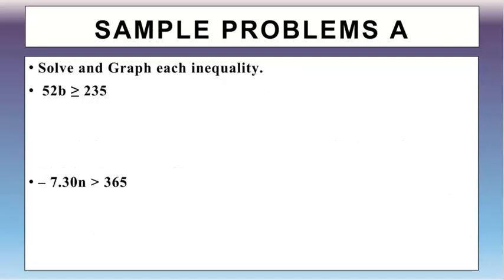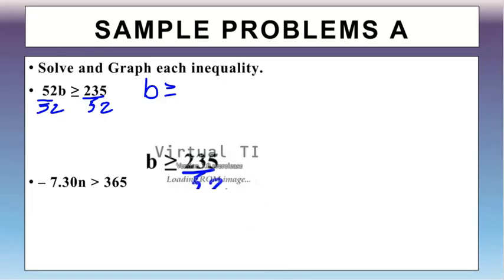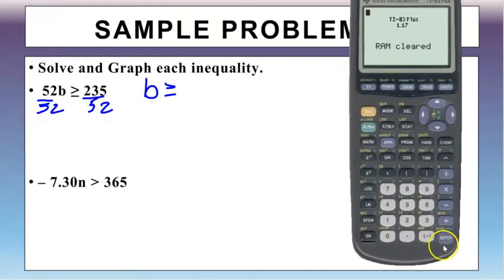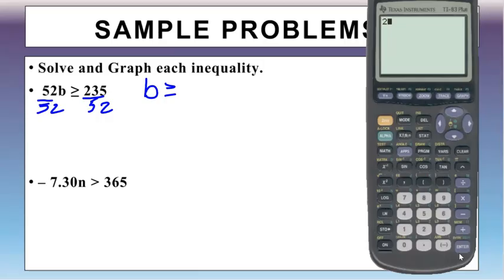So example 1, we need to solve and graph each inequality. So here, the opposite of multiplying by 52 is divide by 52. So I'm going to do that on both sides. And I'm going to be left with b is going to be greater than or equal to, and this is going to give me a decimal. And so with the decimal, here we're just going to round it to the nearest integer. But just to show that it's a decimal answer, we have 235, and we're going to divide that by 52. We have 4.519. Let's just round that to 5.